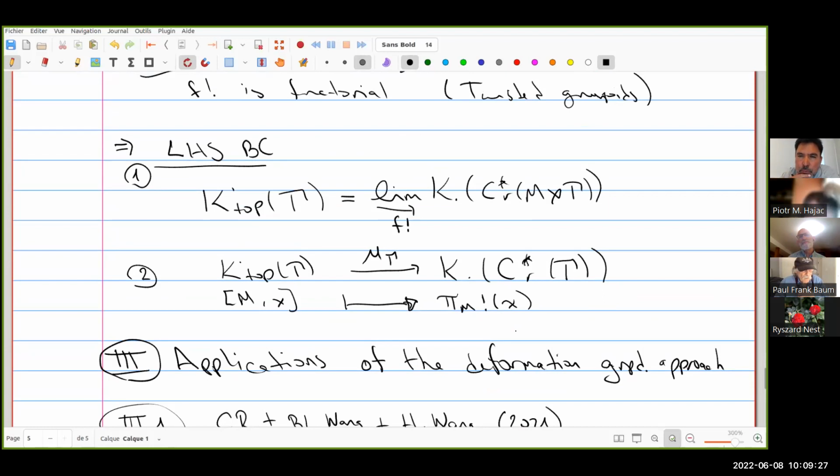Which theorem? The number 1. That the Polska K homology is the direct limit of K theory of cross products where M is proper, where gamma acts properly on M. Certainly it is, because in fact they coincide. So it is the same theorem, right? It's the same theorem with a different construction of F Schrick.